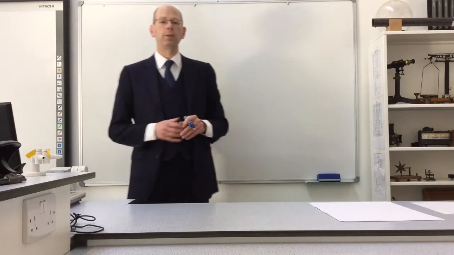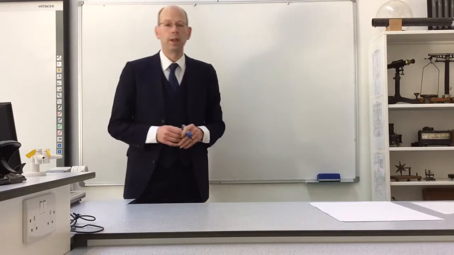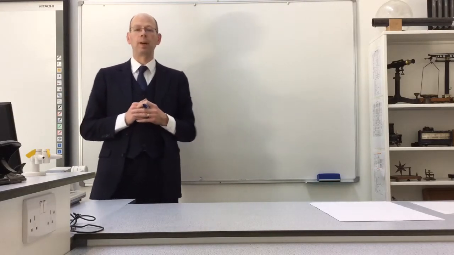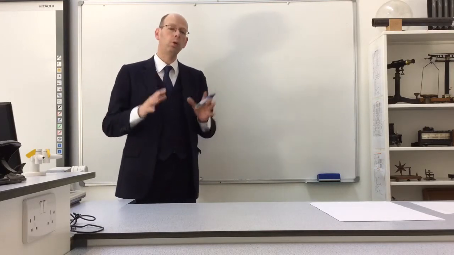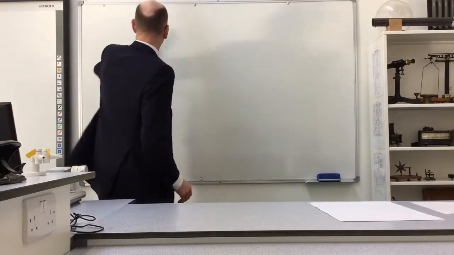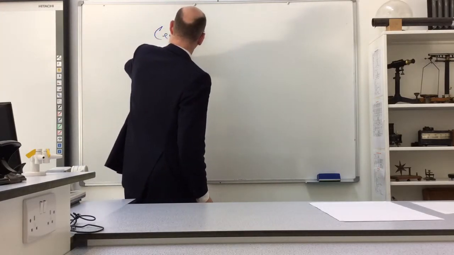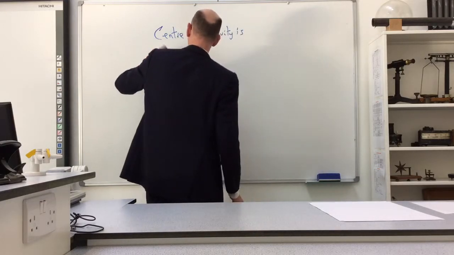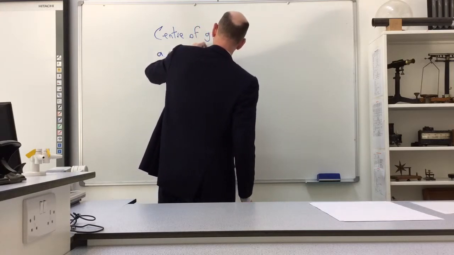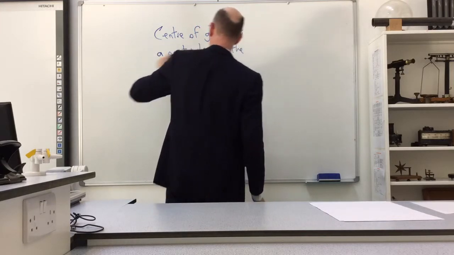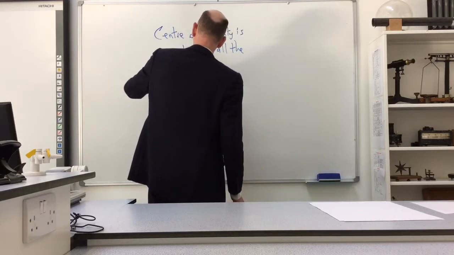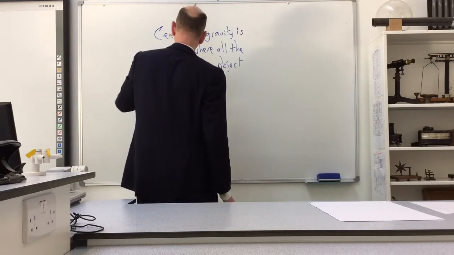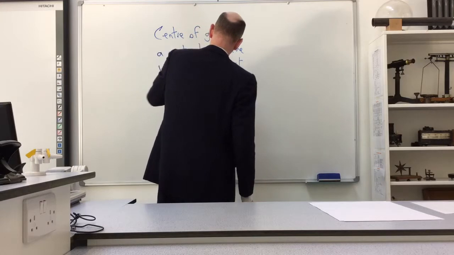We're going to have a think now about the idea of centre of gravity. The centre of gravity is an imaginary point where, when we're trying to make calculations about whether things are stable or not, we assume all the weight of an object acts. So the centre of gravity is a point where all the weight of an object is assumed to act.